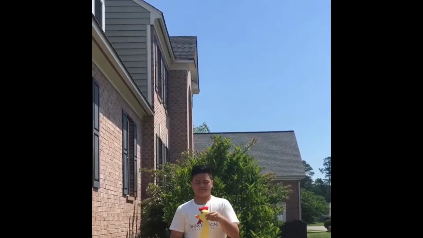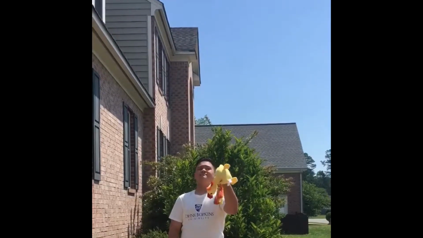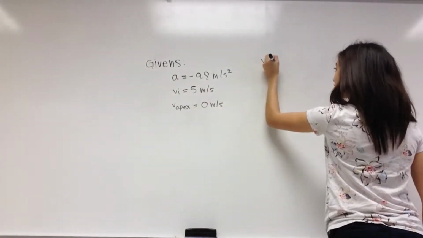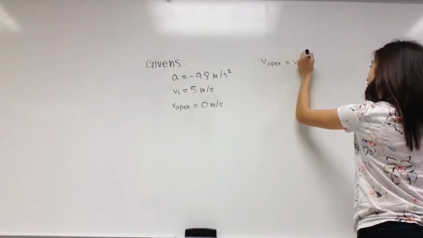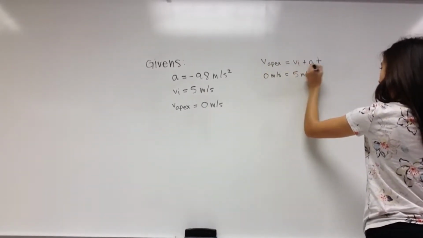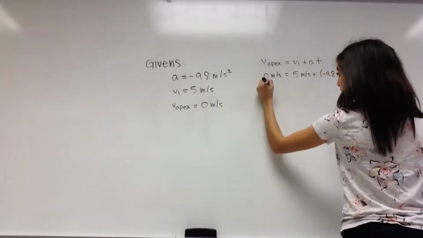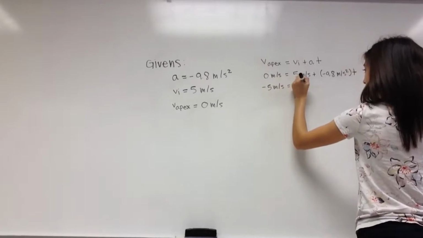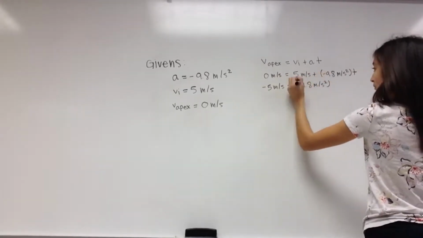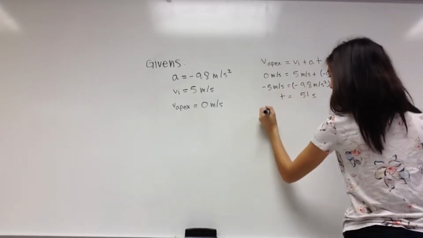When Noah throws the chicken, how long does it take the chicken to return to the height he threw it from? First, list your givens. From the givens, the best equation to use is VF equals VI plus AT. Plug in your givens and solve for time. You should get 0.51 seconds.